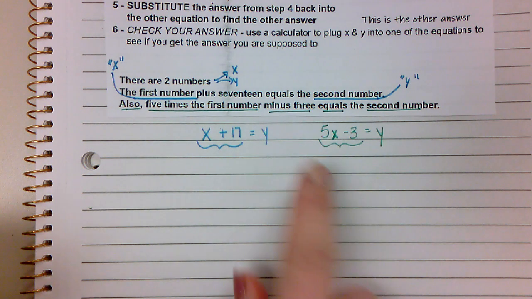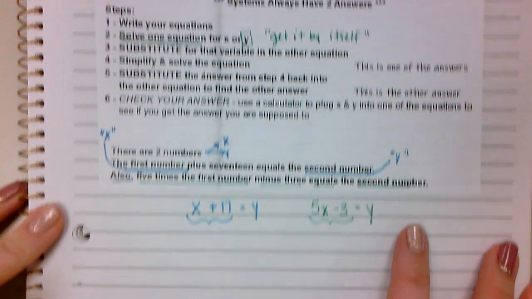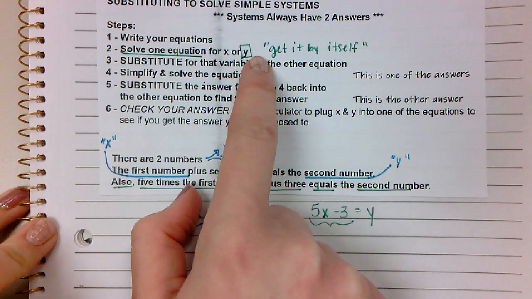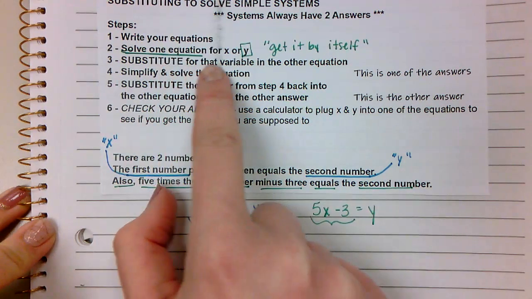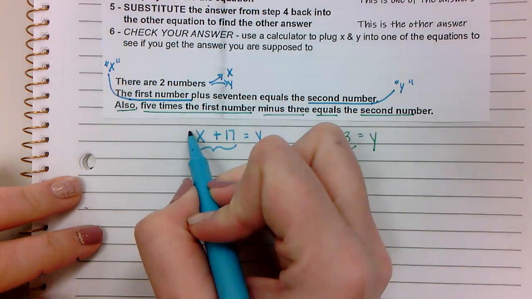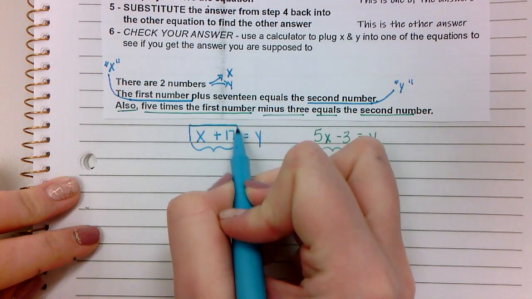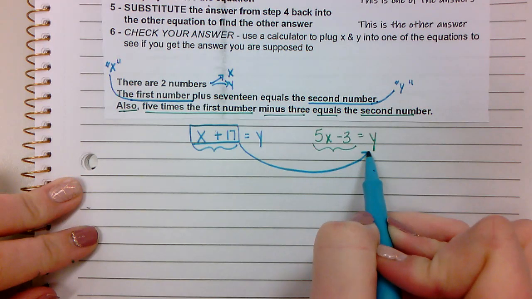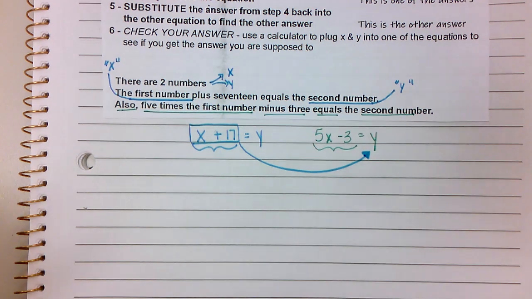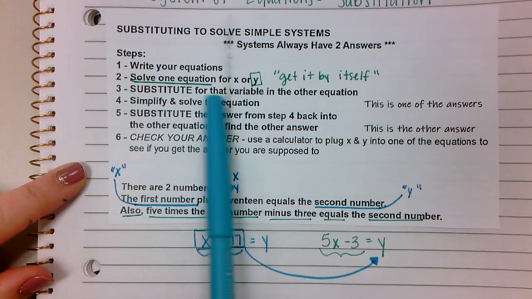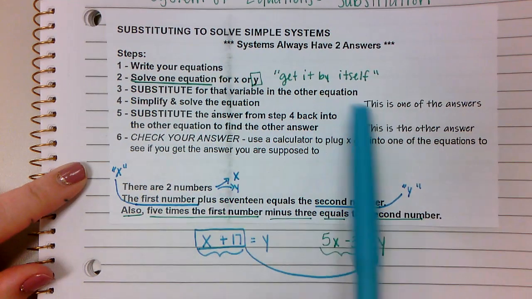So what you're going to do, since they're already solved for y, right here, we solved one of them for y, well, they're both solved for y. We're going to substitute for that variable into the other equation. So all of this is going to go in right here for the variable in the other equation. Let me go back up here and look at that. Substitute that in for the variable in the other equation.